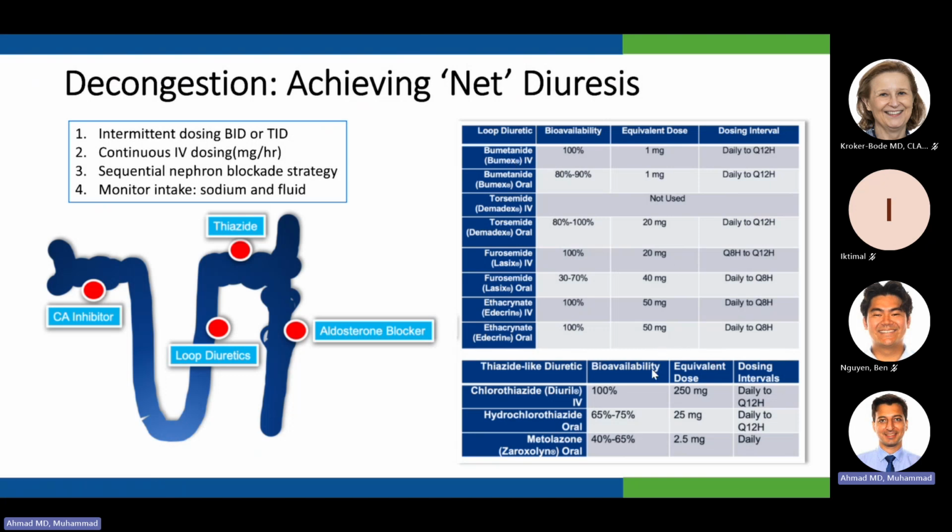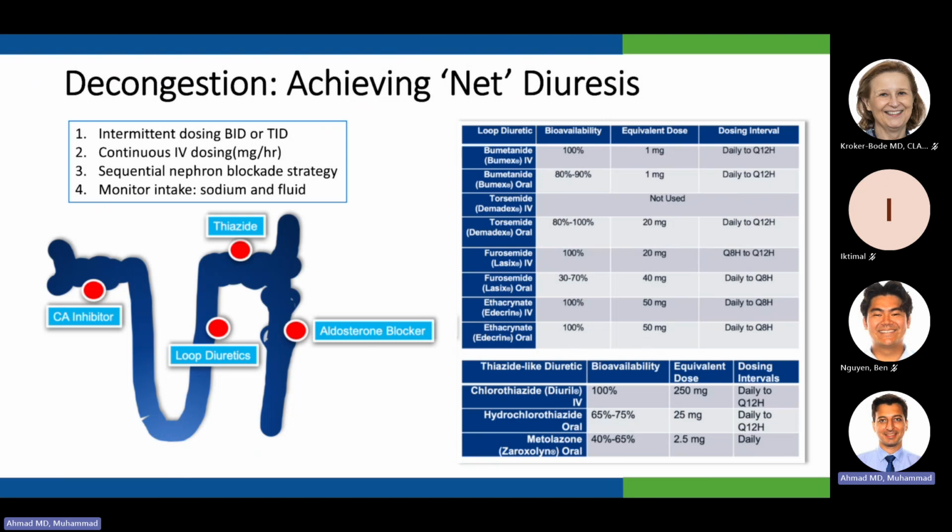So diuretics, and I put this on here for you so that you can see the comparison of the different diuretics, and most of you know that already. We often use furosemide and bumetanide. They're interchangeable intravenously. They're not interchangeable orally because their oral bioavailability is different. So those are just the important things to keep in mind.